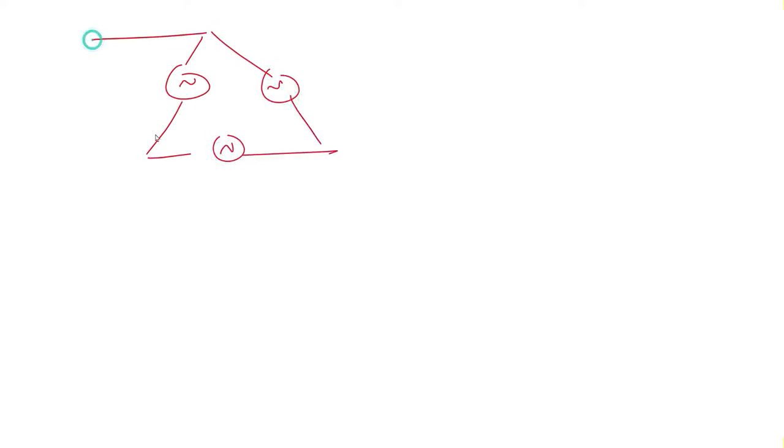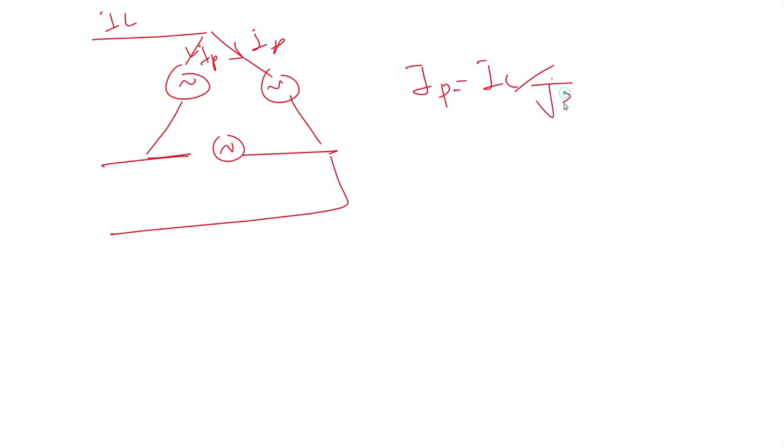So we are having, let's say, this thing, and now we are converting from line to phase. So IL, IP and IP. So IP is equal to IL by root 3 and VL, VP are the same.